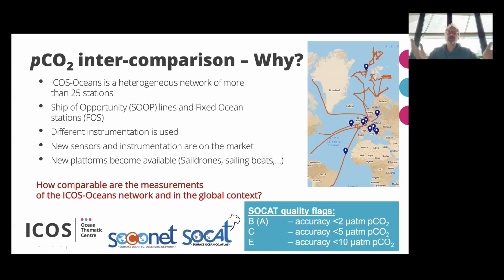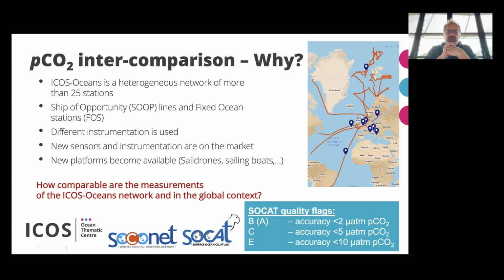At the end of the day, we are interested in the surface ocean CO2 measurements and don't care that much, if you can say it like that, where they come from. But of course, we want to know how all these different measurements fit together. So this was the initial question. And how do we fit into the global context?